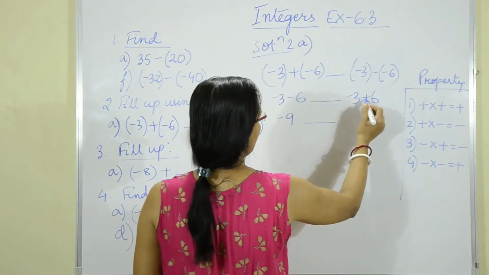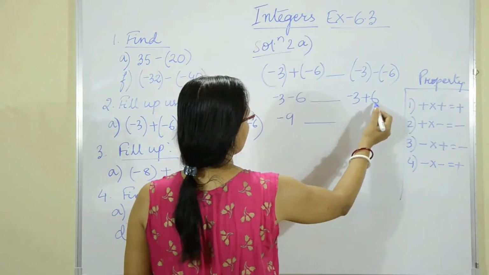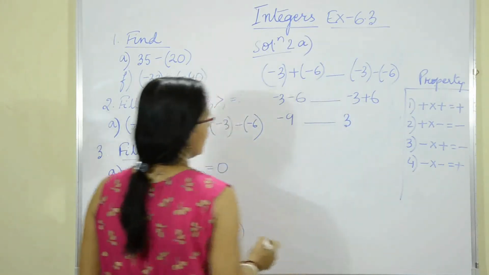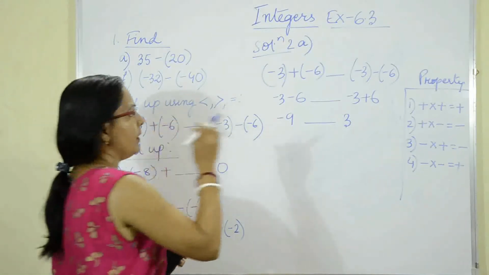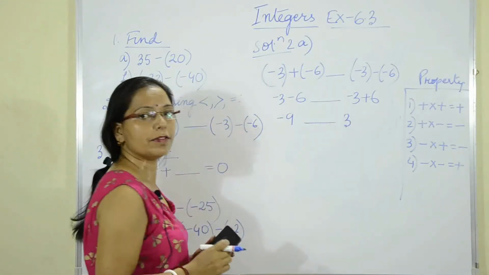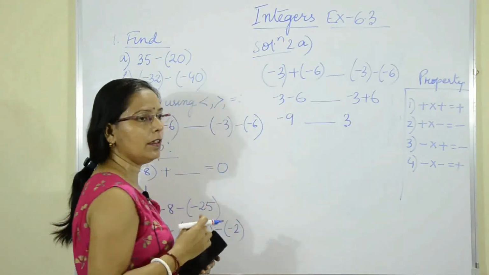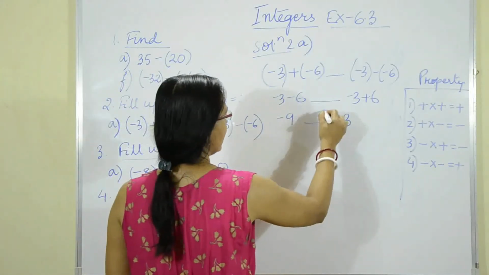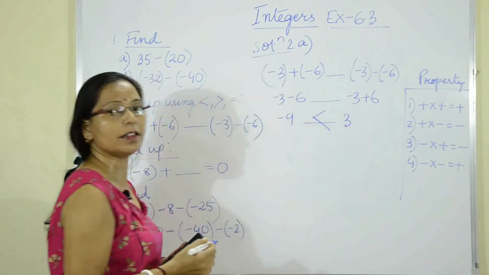And this 1 plus 1 minus, we will have to subtract. 6 minus 3 is 3. Now which one is greater? Negative number is always smaller than the positive number, because negative is towards the left hand side. So minus 9 is less than 3. This is how we write.